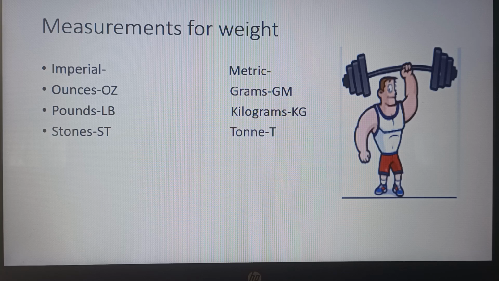Measurements for weight. In imperial we have ounce, pounds and stones. In metric we have grams, kilograms and ton.